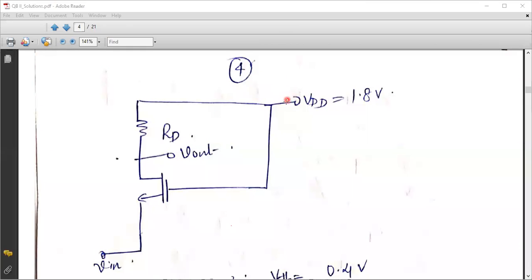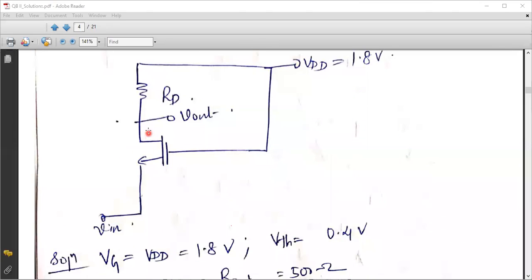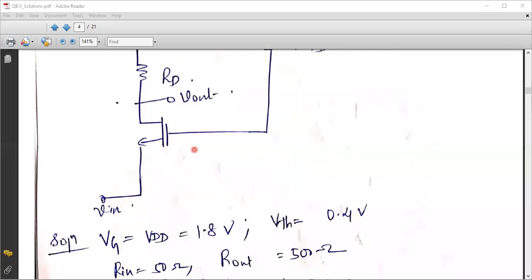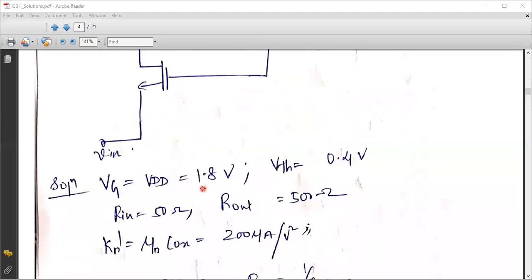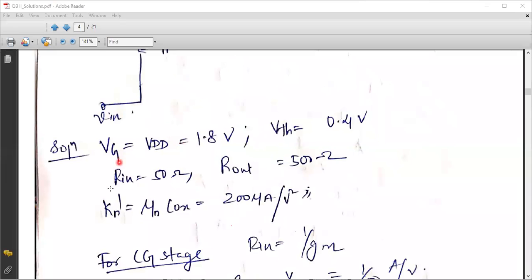This 1.8 volt will come at the gate terminal of the MOSFET as well. And you can see that input is given to the source and I am taking the output from the drain, which means that this is a common gate configuration. And first of all, you can list out all the given parameters. So these are the given parameters.